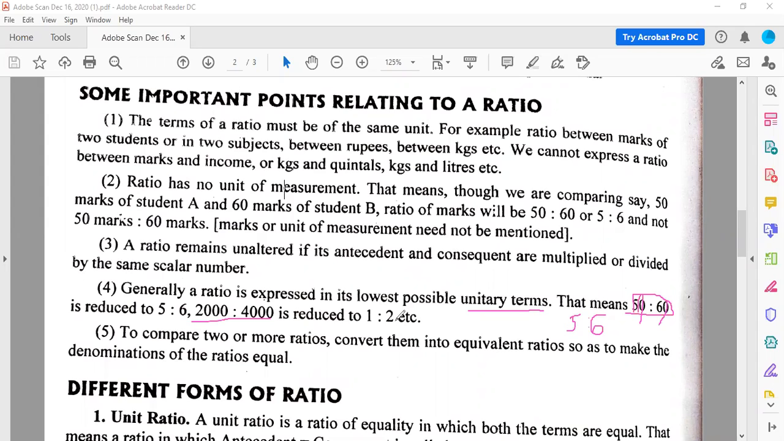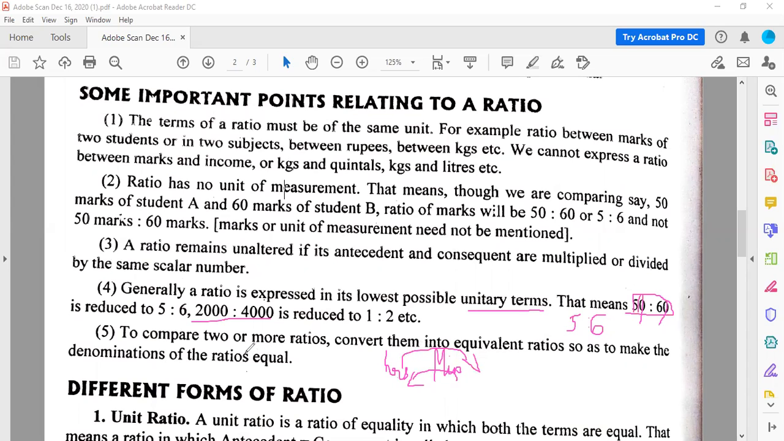That is the next important point. To compare two or more ratios, convert them into equivalent ratios so as to make the denominations of the ratios equal. Suppose they have given us hours and minutes. Either we convert everything into hours or we convert everything into minutes, and then we solve the problem.